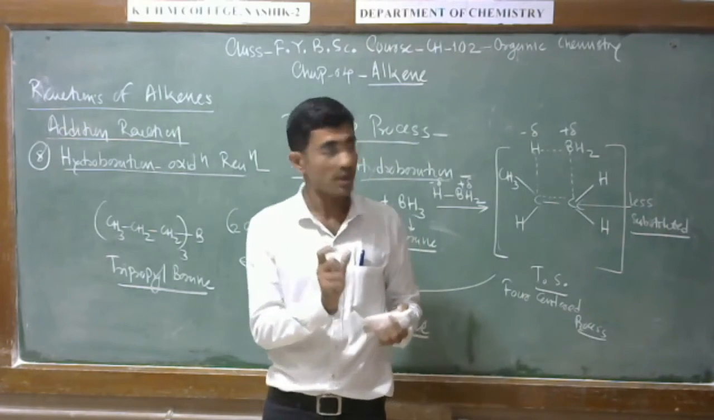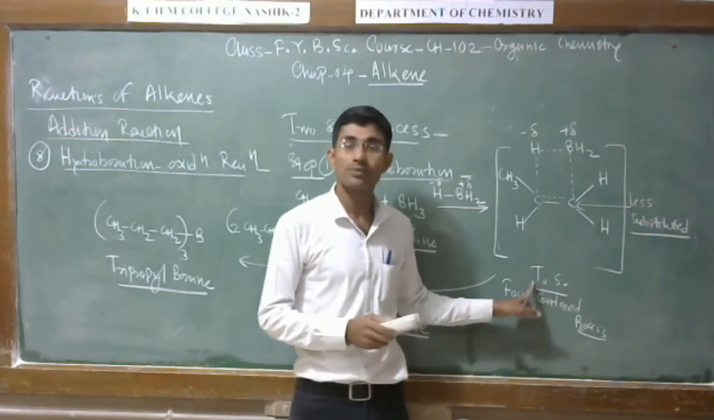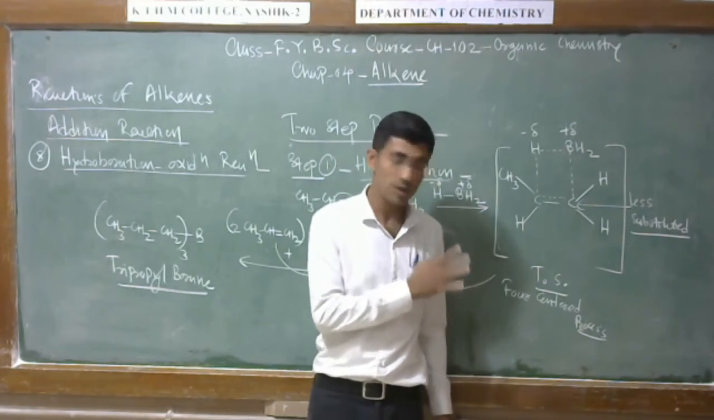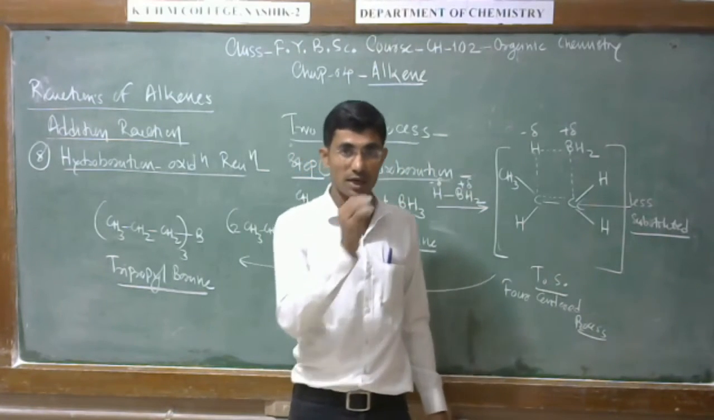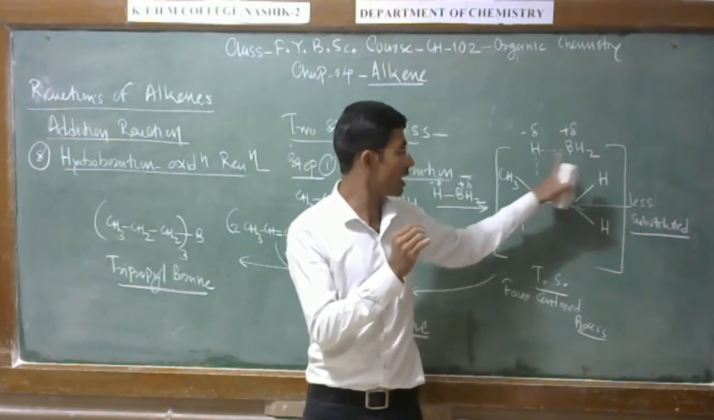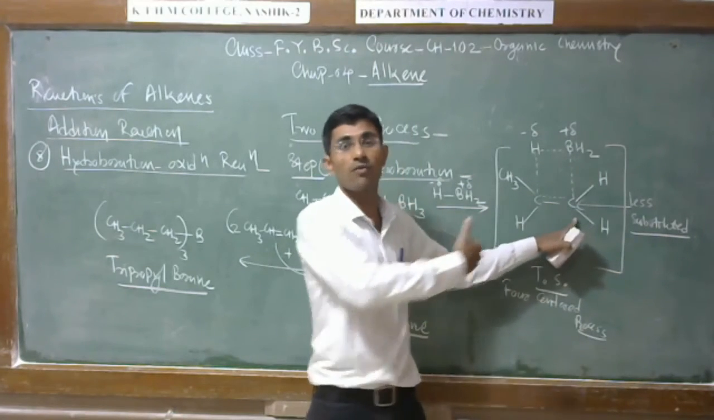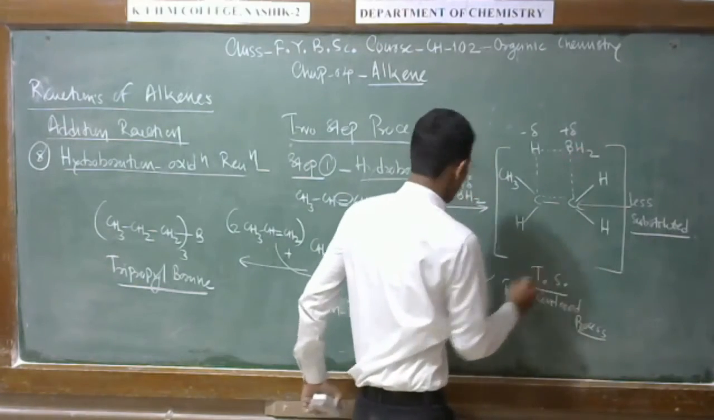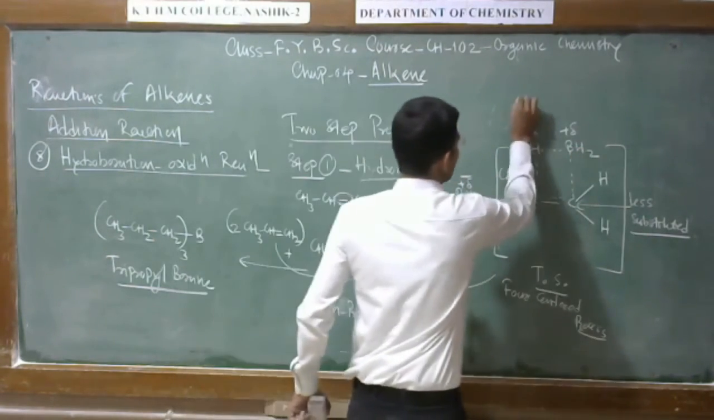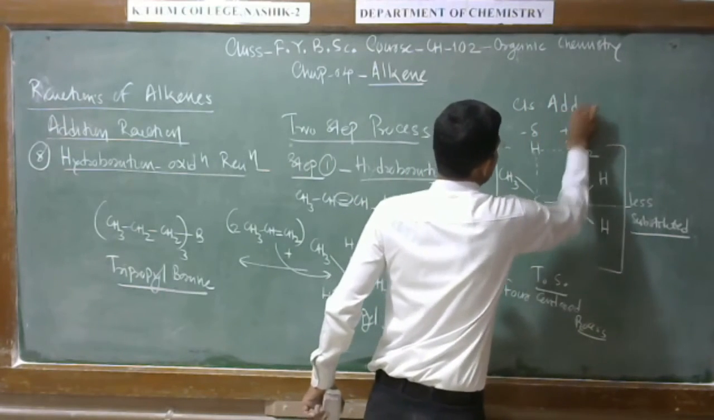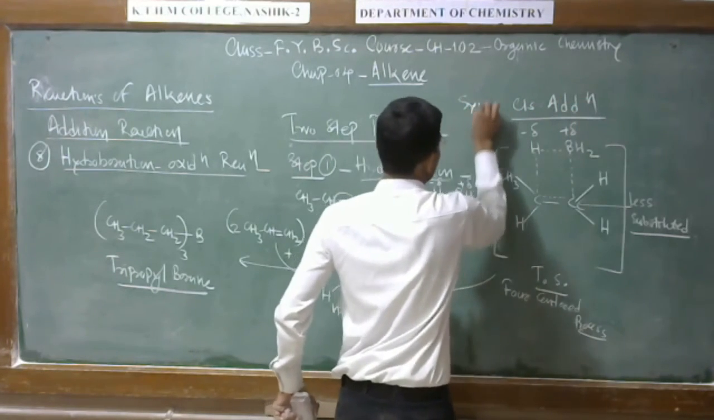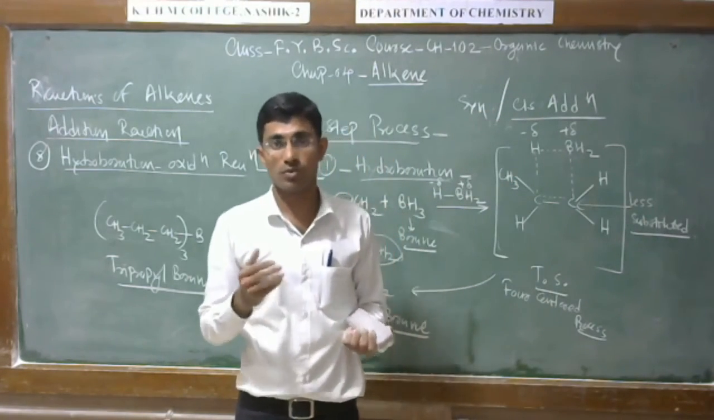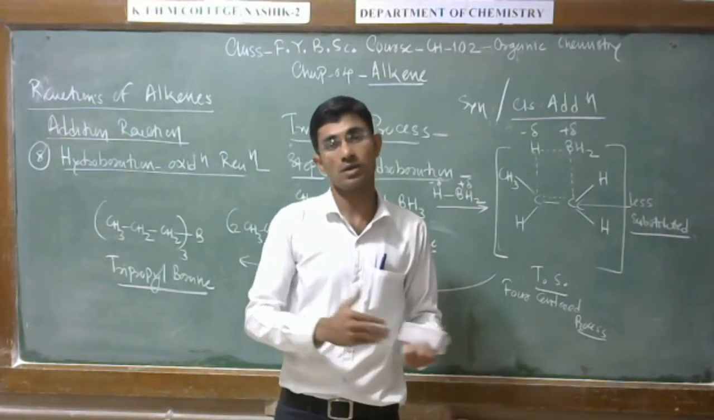This transition state involves a cyclic process, a four centered cyclic process is formed. From that we can conclude that this H and this boron are always attached from the same side of the double bond. So we can say that this addition is the syn addition or cis addition. We can use either word, syn or cis addition. Hydrogen and boron always attach to the double bond from the same side.